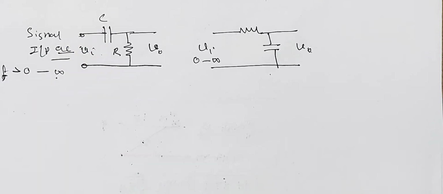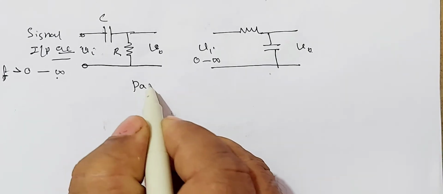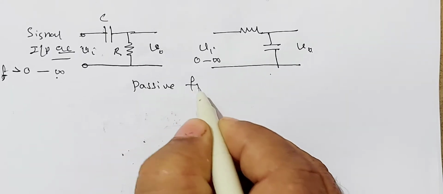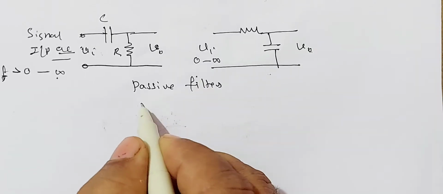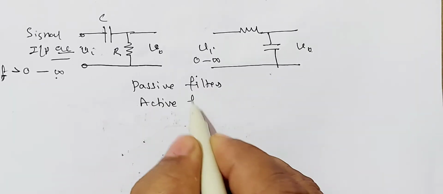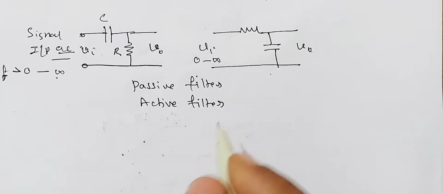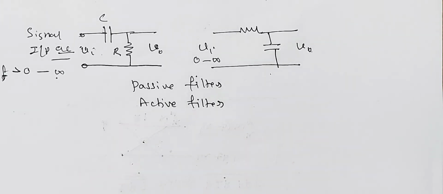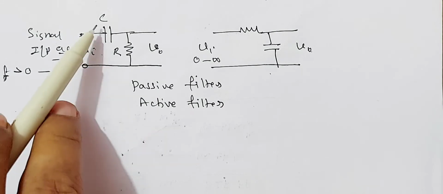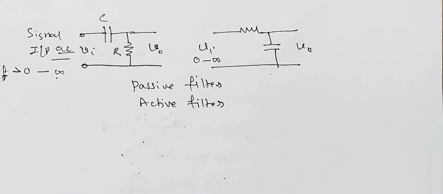Again, the filters are classified into two types: passive filter and active filter. We know that capacitor and resistor components are passive components. So any filter circuit which is designed using only passive components such as capacitors and resistors, such a filter is called a passive filter.